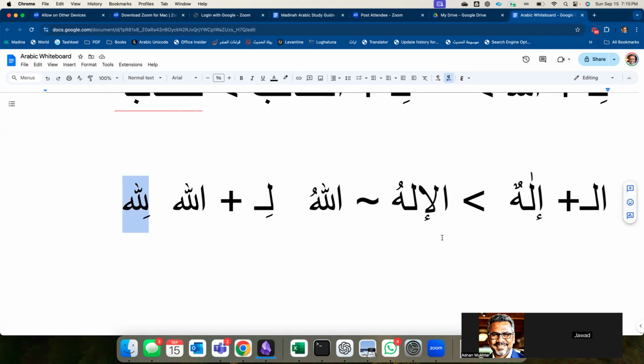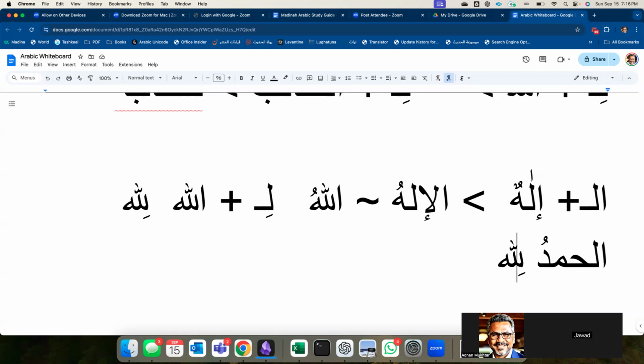So when you say alhamdu lillah, we write it like this without the alif. So anytime you see Allah without the alif, it is not Allah, it is lillah. Okay?